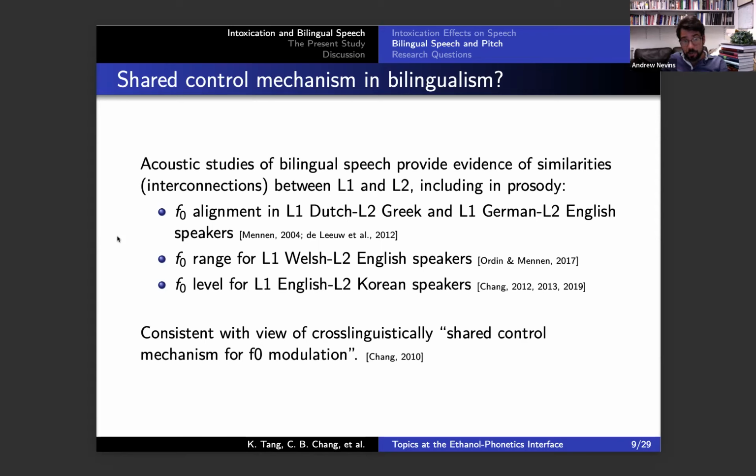So the question of whether, for example, in pairings like L1 Dutch, L2 Greek, or L1 German, L2 English, or L1 Welsh and L2 English, or L1 English and L2 Korean, is there evidence for the idea that your pitch control in your native language is transferred over in very specific ways to your second language? So that you don't simply have two completely distinct centers for each language, but you actually reuse some of the same kind of control mechanisms in your second language. And there is, with one of my co-authors, Charles Chang, this notion that there is a shared control mechanism that underlies F0, no matter which language we speak.